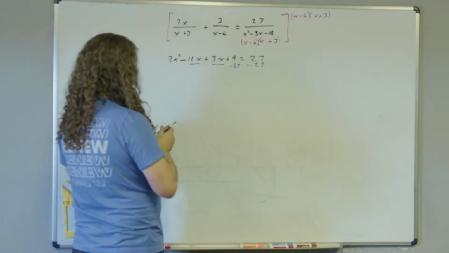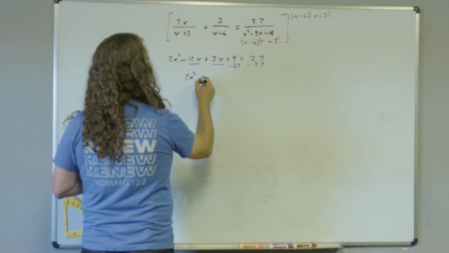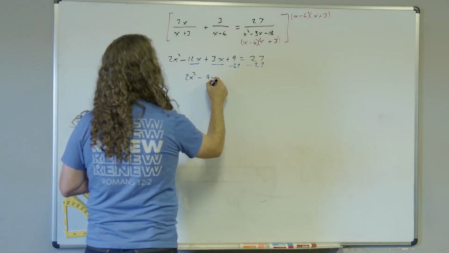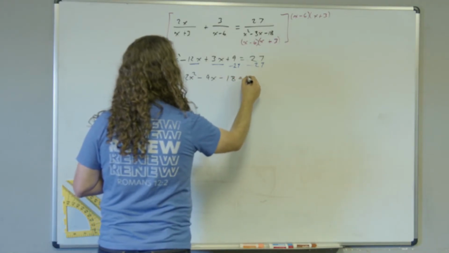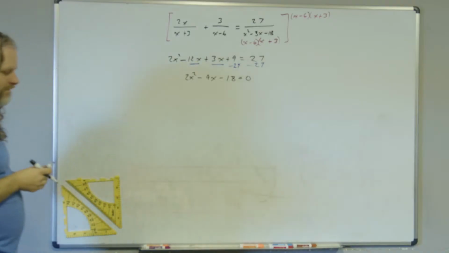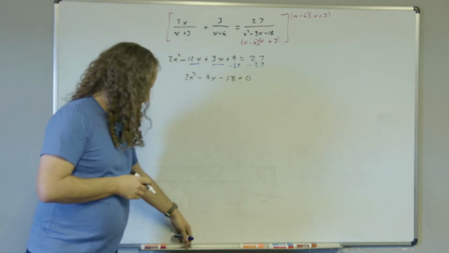I closed the wrong one. 2x squared minus 9x minus 18. Does that sound right? That's what I came up with in my head. Yeah, either both our heads are wrong or they're both right.